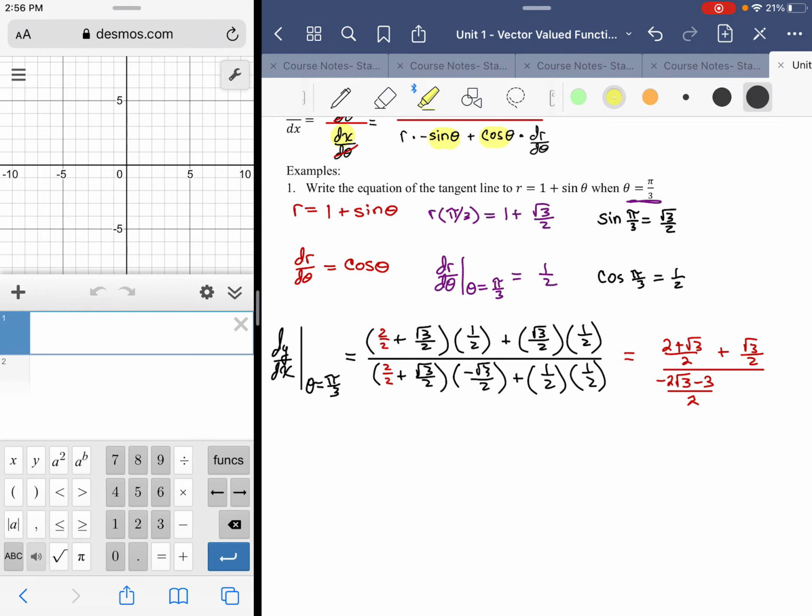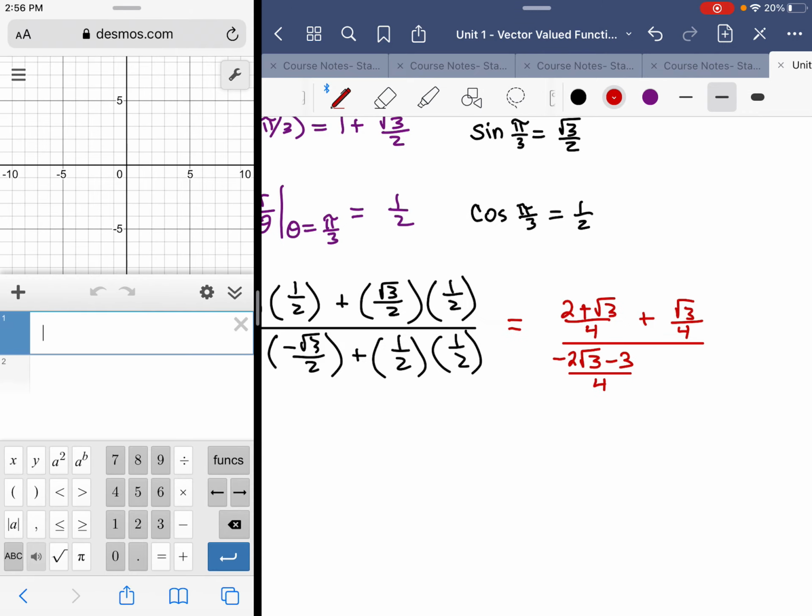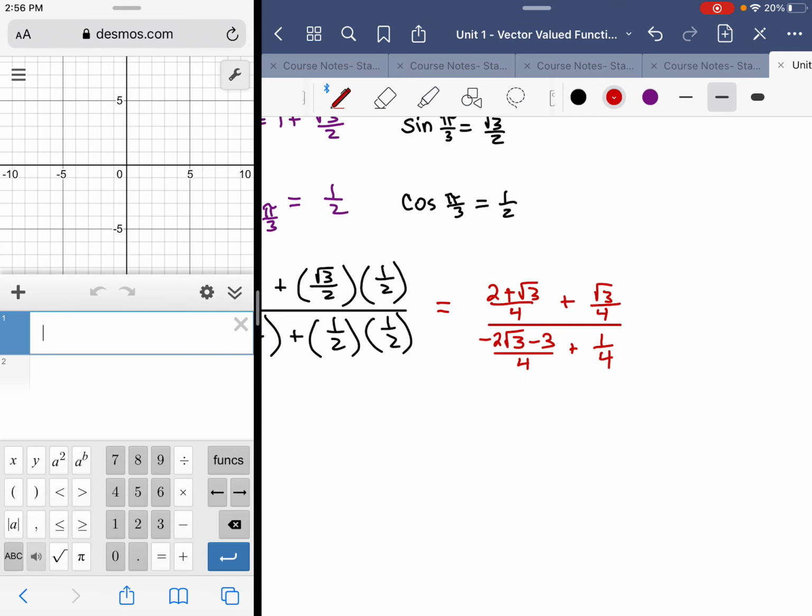Well, actually, those are going to be over 4. I apologize. We're actually multiplying them. Somebody's screaming at the computer right now. Plus a quarter, which in turn simplifies to 2 plus 2 radical 3 over negative 2 radical 3 minus 2.